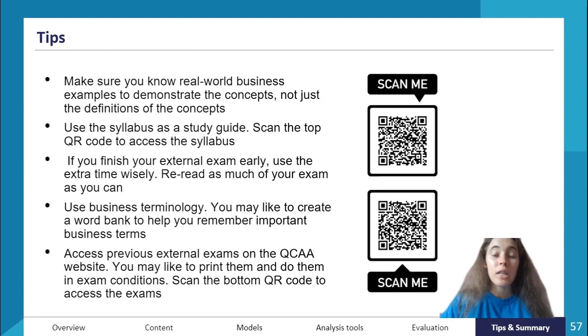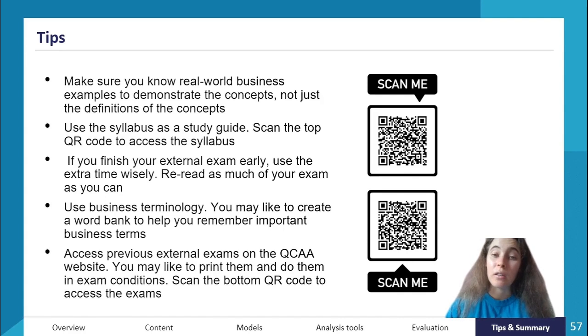So I recommend using the syllabus as a study guide. Anything that is not in the syllabus can't be covered in the exam or in any of your assessment pieces. Anything that is in the syllabus may be covered. So using that as a study guide is something that's pretty foolproof. So you can scan the top QR code there to access the syllabus, or also just go to the QCAA website as well. Now, if you finish your external exam early, make sure you use your extra time wisely.